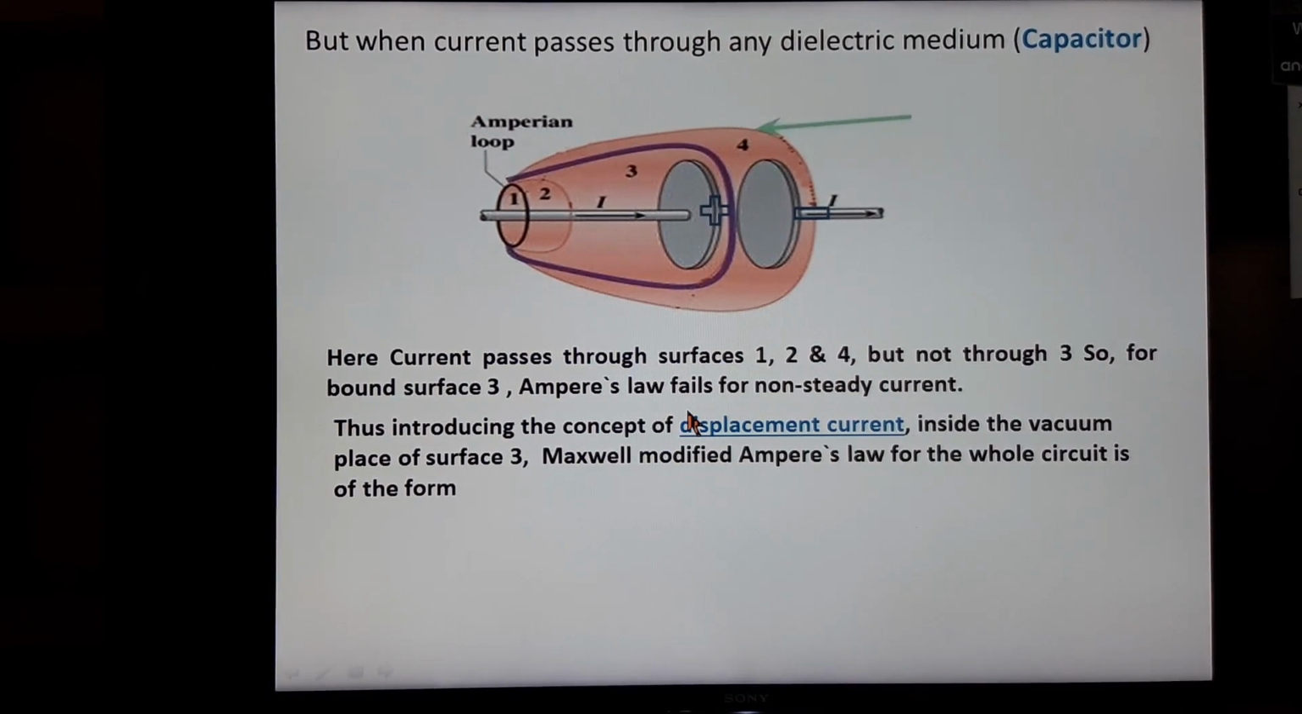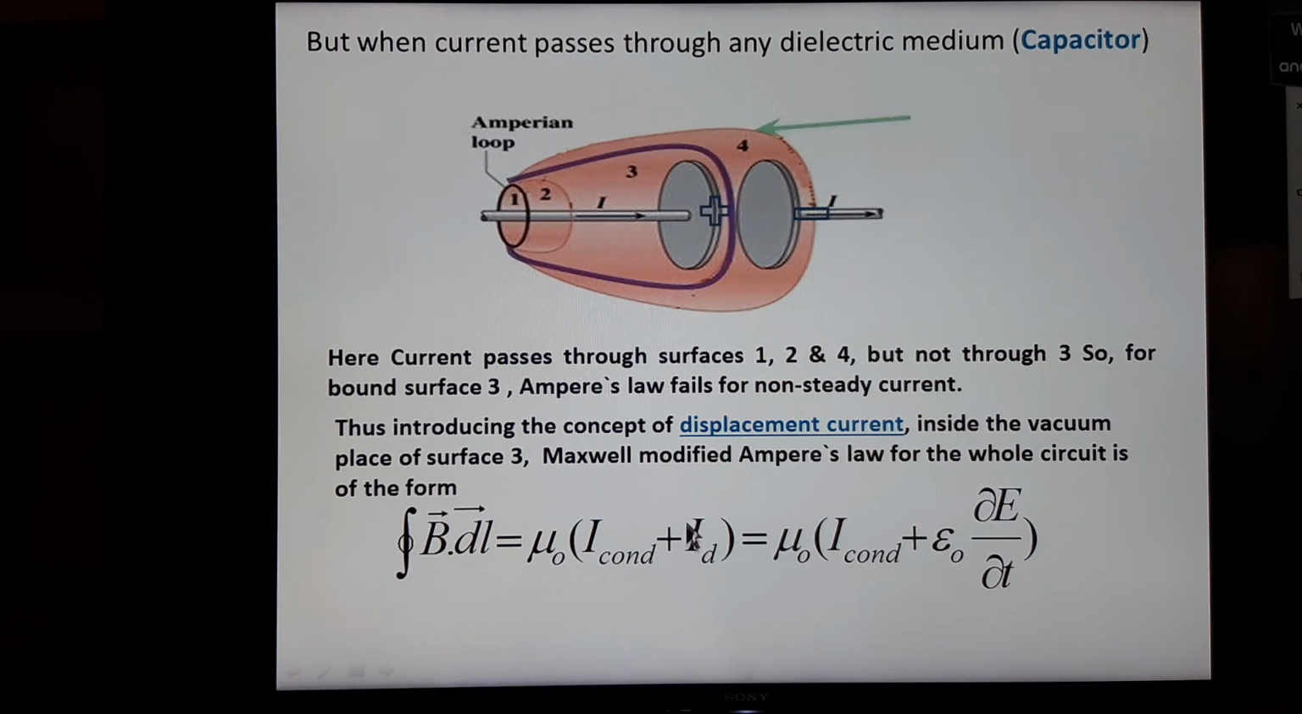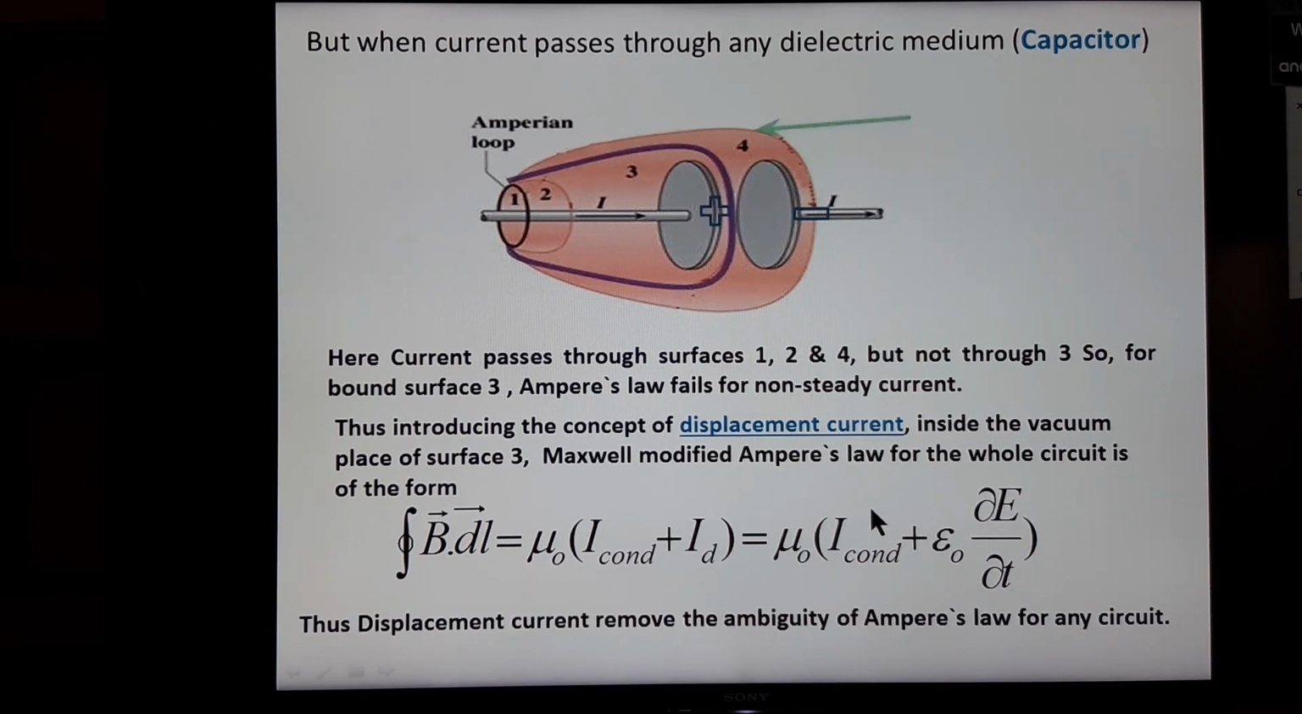Thus, introducing the concept of displacement current inside the vacuum region of surface 3, Maxwell modified Ampere's law for the whole circuit to this form, where I_D is the displacement current related to epsilon naught del E by del t, that is the rate of change of electric field with time inside the capacitor plates. Therefore, displacement current removes the ambiguity of Ampere's law for any circuit.